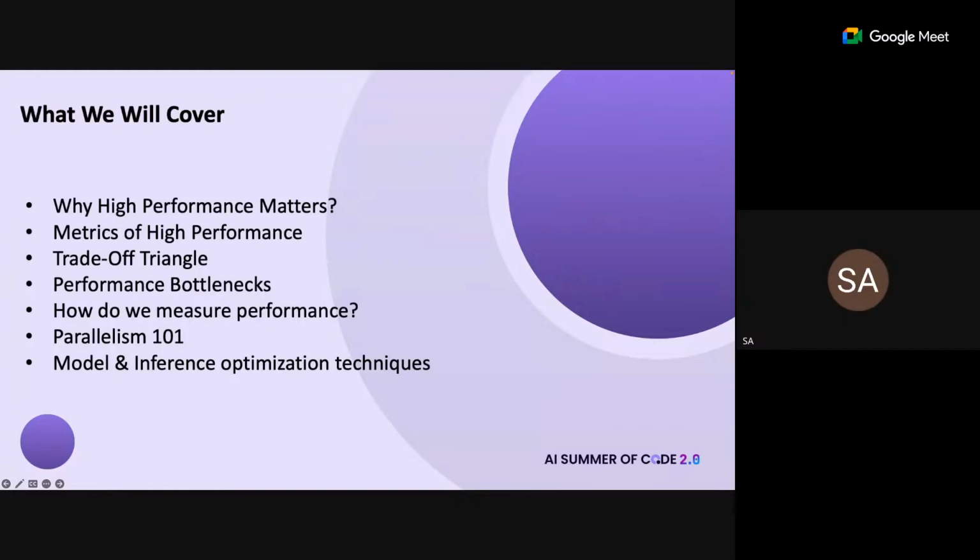So today we'll look at why high performance systems matter, the metrics for high performance. We'll look at the trade-offs that you need to think about. We'll look at performance bottlenecks. We'll discuss the measures for evaluating performance systems, and then we'll discuss a little bit about parallelism 101, and then we'll look at optimization and model inferencing techniques.